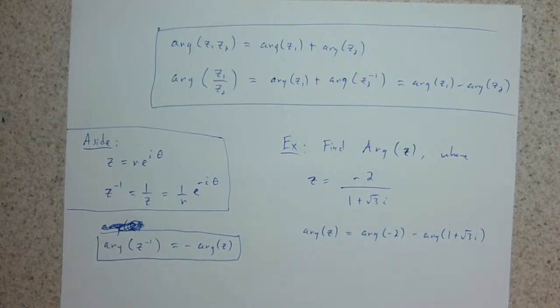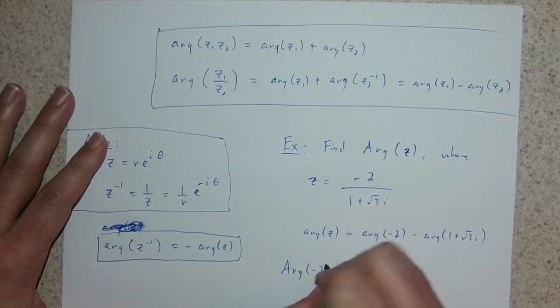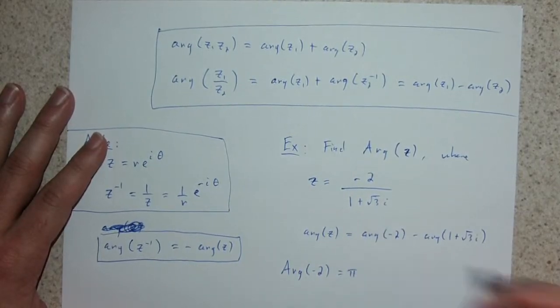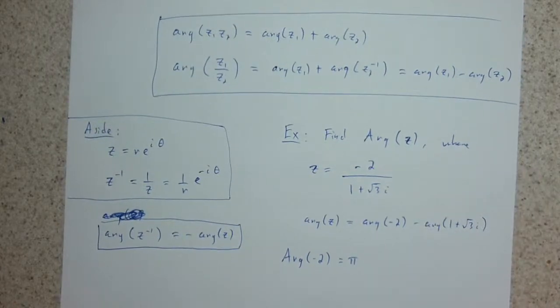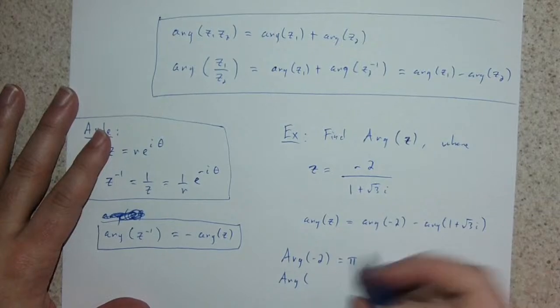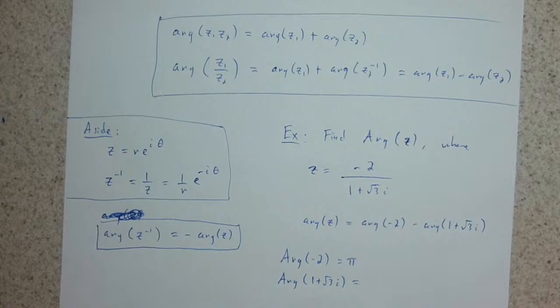So then let's think for a second here. Finding the principal value, so finding arg of minus 2, I know what that is, that's pi, right? Because minus 2 is on the negative x-axis, so the principal value is taken to be pi, not minus pi. Okay. And the principal argument for 1 plus root 3i is, let's think about this for a second.